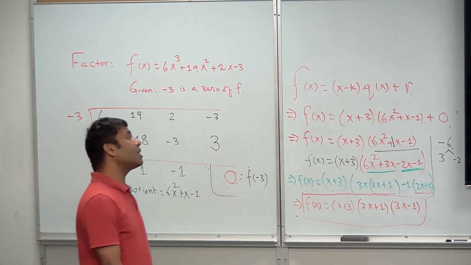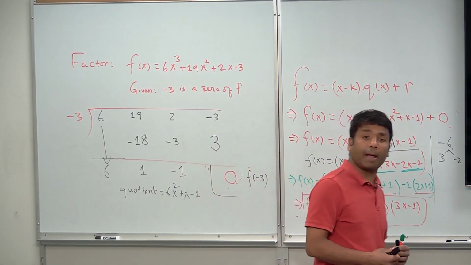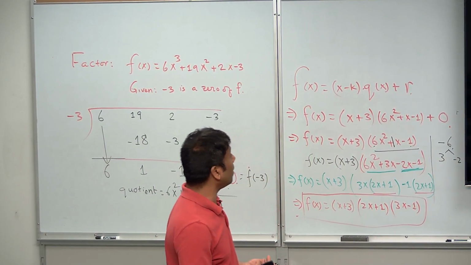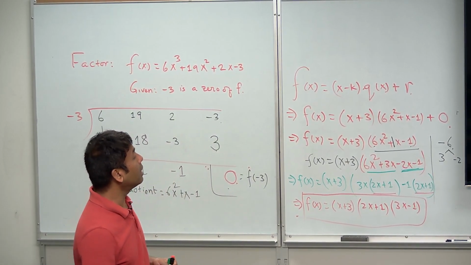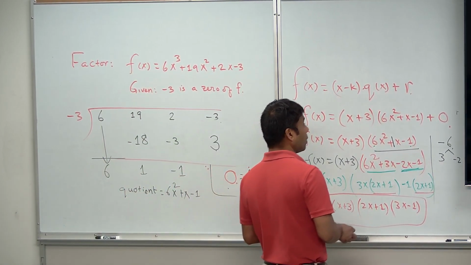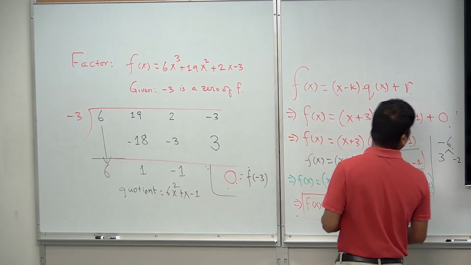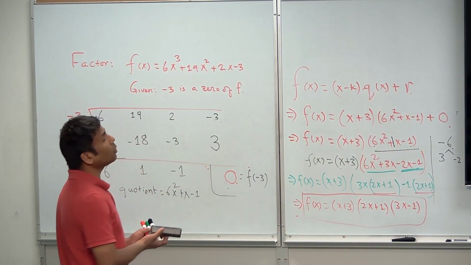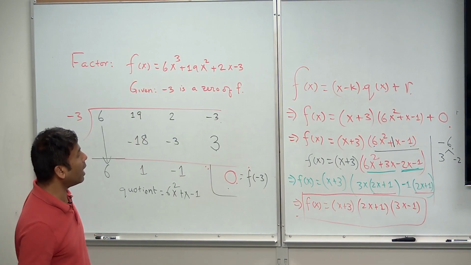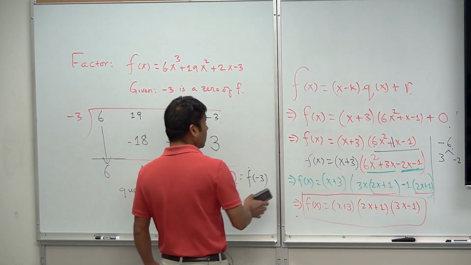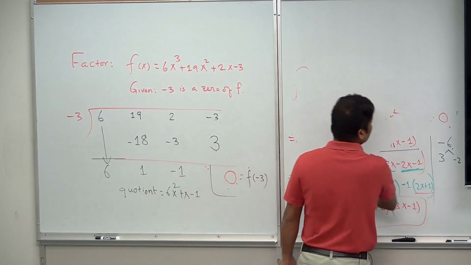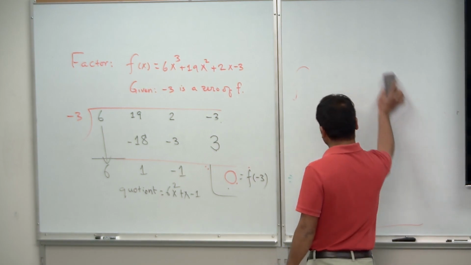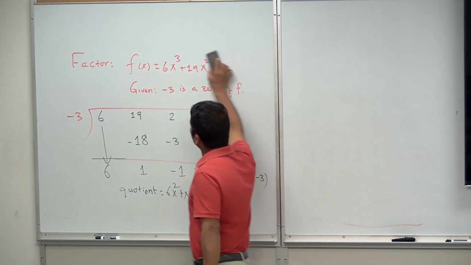Now the next one is the rational zeros theorem. If you look at the slides, you can see it: if P over Q is a rational number written in lowest terms, and if P over Q is a 0 of f, a polynomial function with integer coefficients, then P is a factor of the constant term and Q is a factor of the leading coefficient.